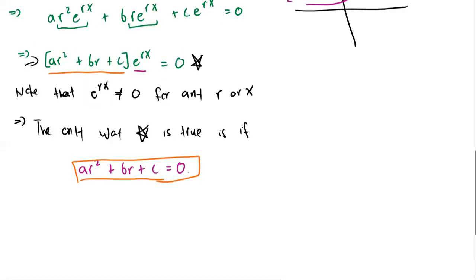So starting from here, we have the polynomial equation ar squared plus br plus c equals 0. Now this is a second degree polynomial equation. As you know, we can use the quadratic formula. So in fact, we can find the roots of this equation just by using the quadratic formula. The problem is we ideally want two roots. Why do we want two roots? Well, we want two roots because we're working with a second order ODE.